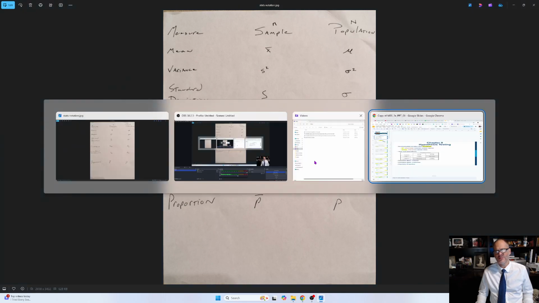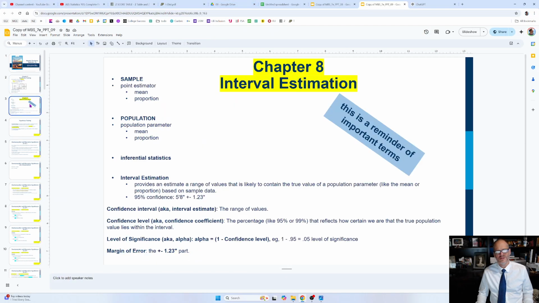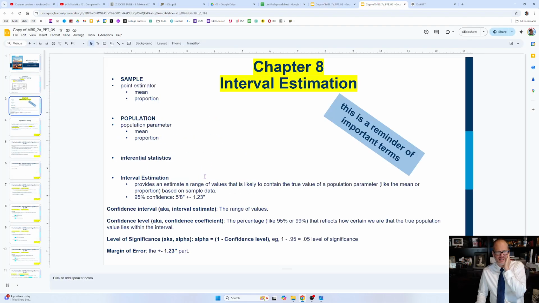And then also super important is the different terminology we're learning. Sample has a point estimator, right? And we get a sample so that we can make inferences about the population, and population has a population parameter. So our point estimator is going to estimate the population parameter, such as the mean or the proportion. And then we're going to do an interval. What do they call it? An interval estimation. I was going to say a confidence interval.